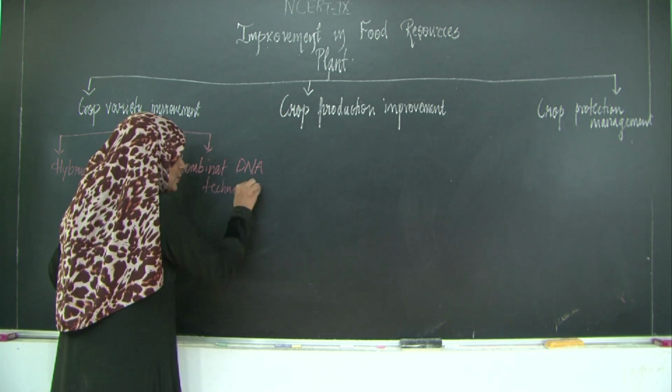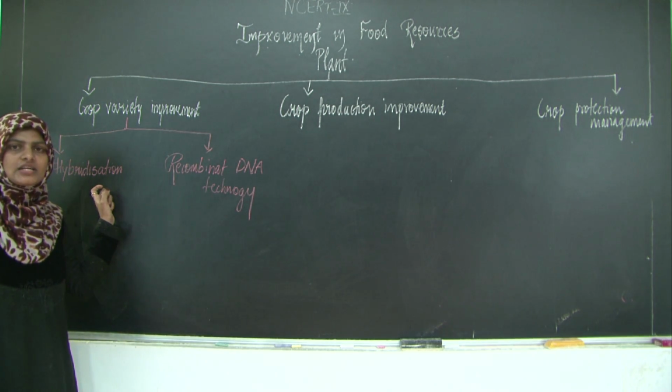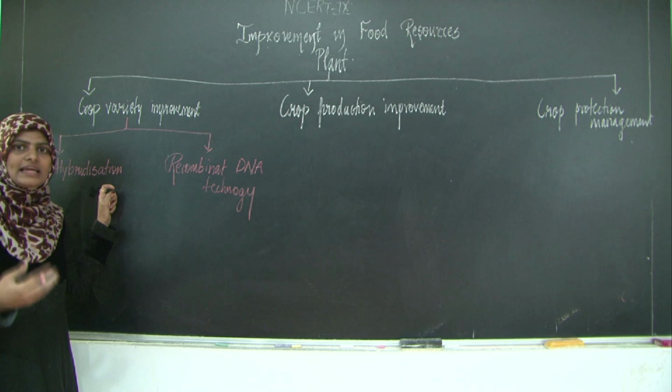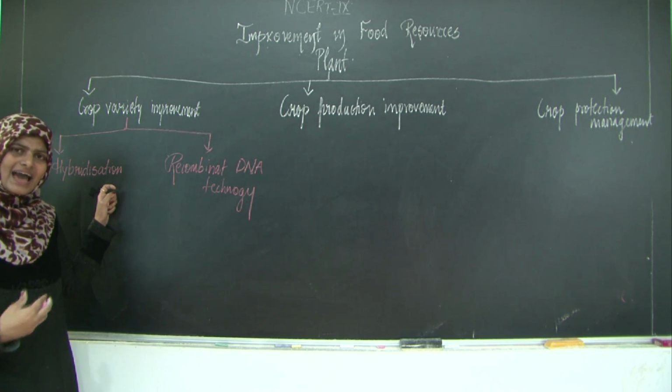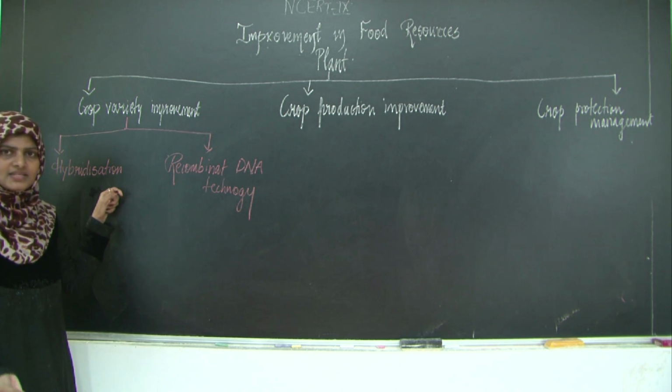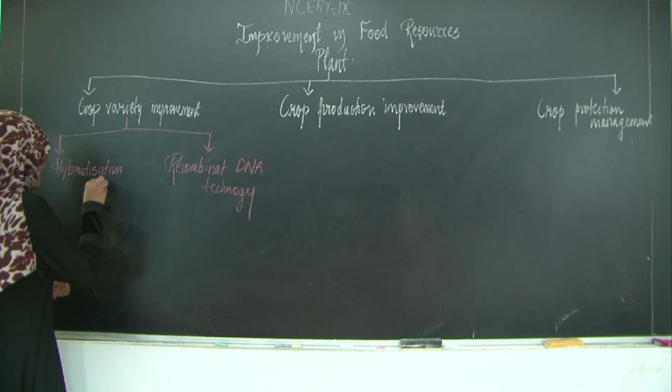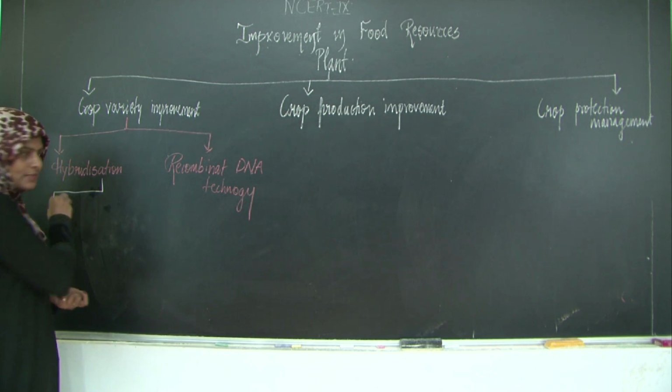Now, hybridization has 3 steps. What are the 3 steps? First is introduction, then selection, then cross breeding. Introduction, I collect the seeds; selection, I grow and select them; and then the last thing, cross breeding, that is the hybridization part. Okay. Now, there are 6 factors for which you do hybridization.